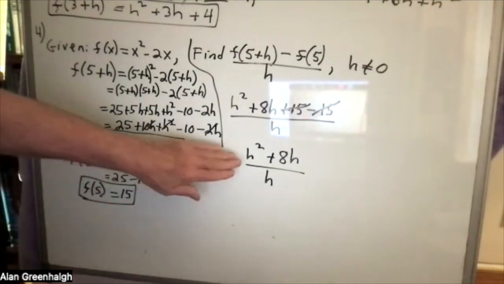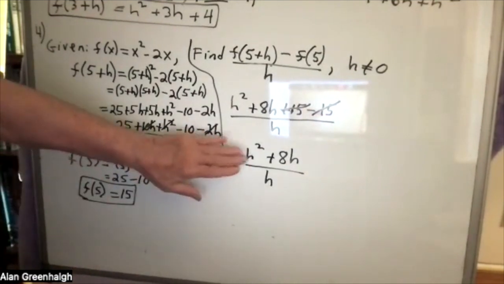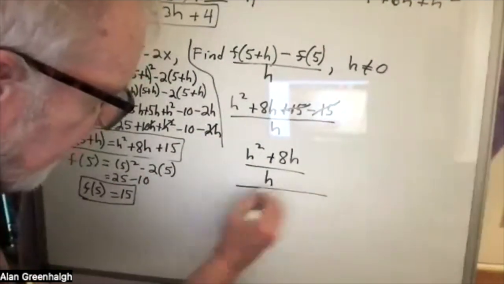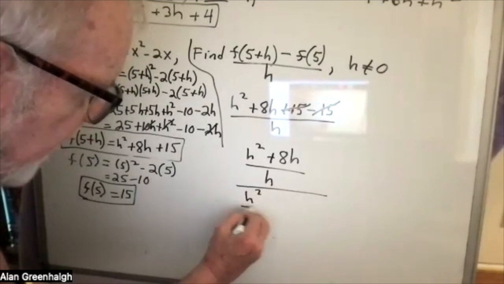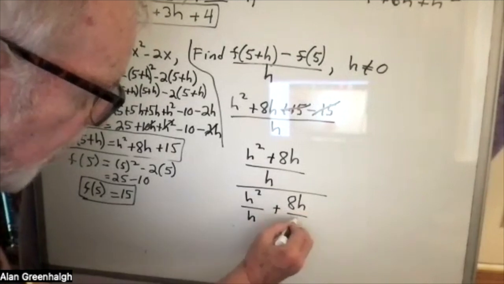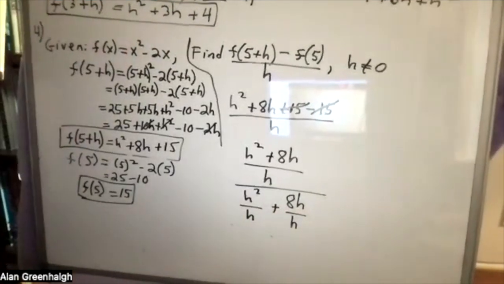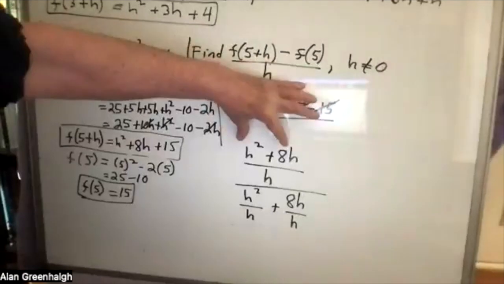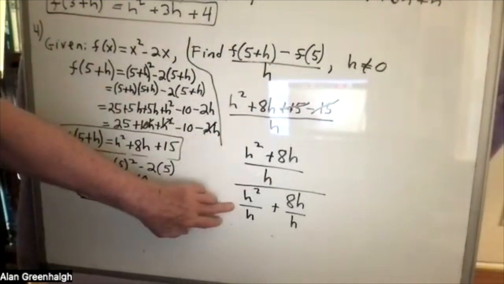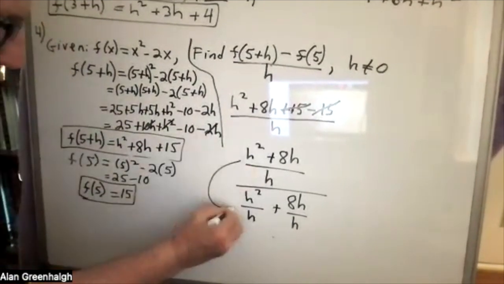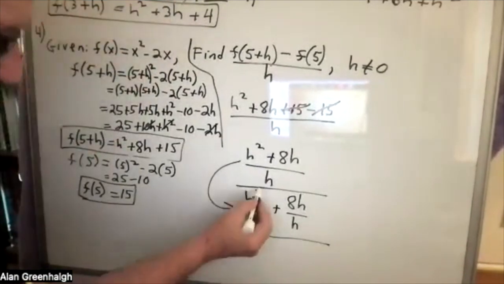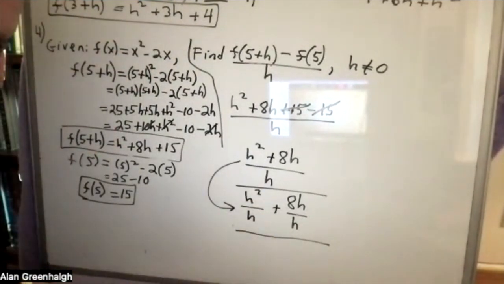Now, this can be simplified, and you must simplify it. So what you need to do next is go h squared over h plus 8h over h. So, you're taking a binomial, you're dividing it by a monomial, and that's what this becomes. And we're left with h squared divided by h.